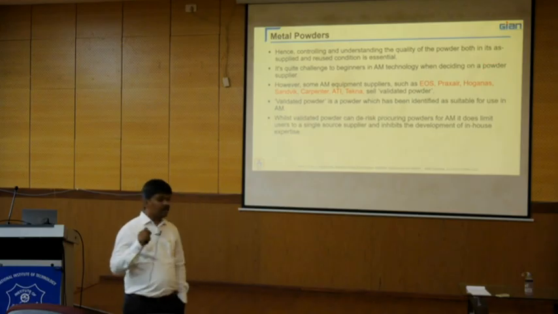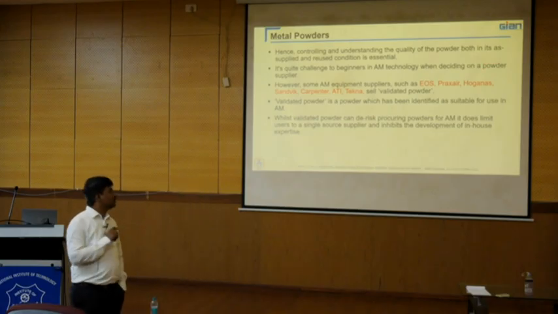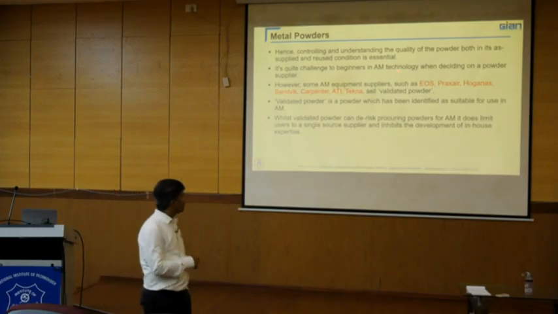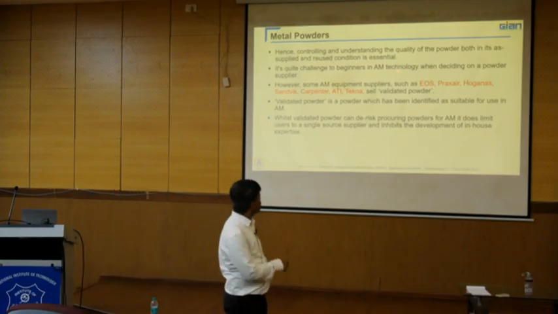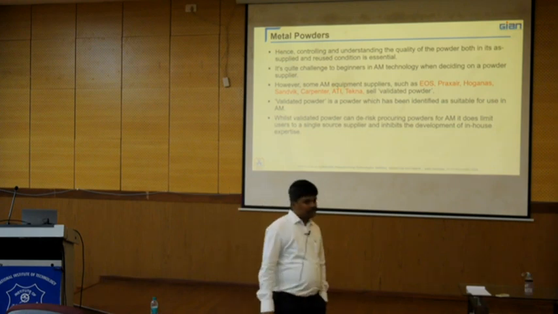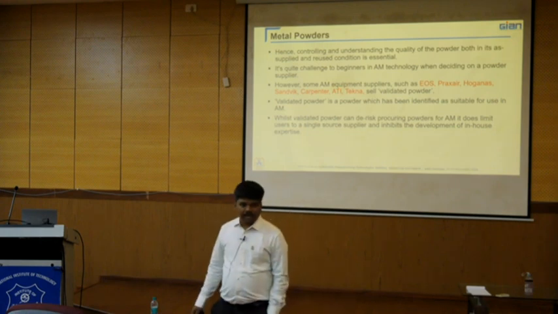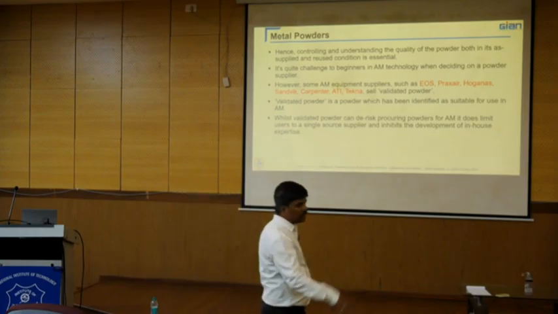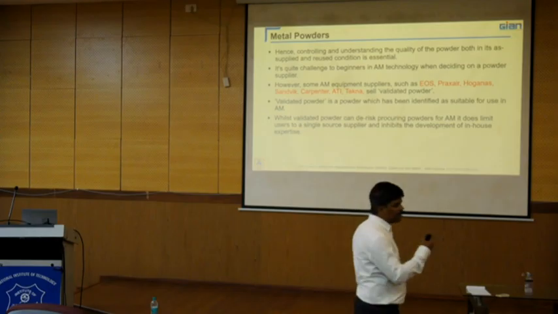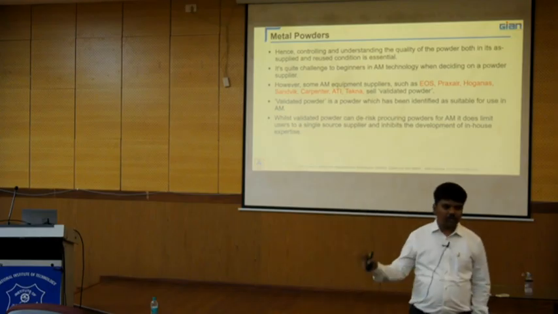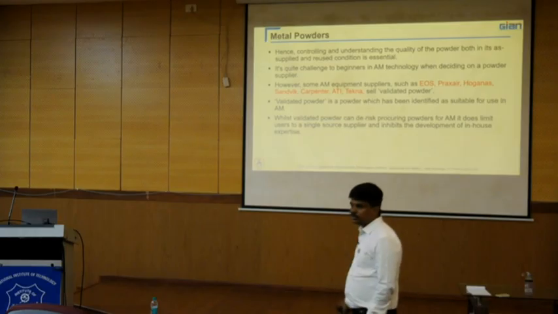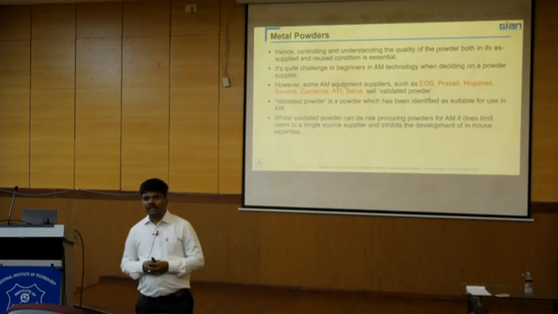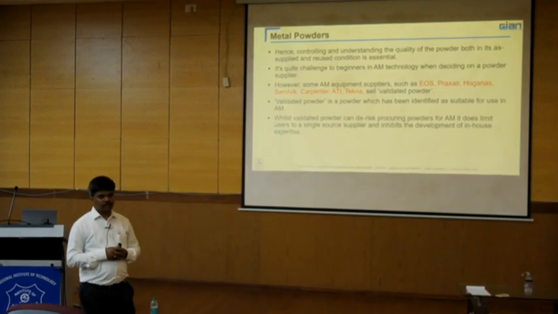How do we decide from which suppliers we have to buy the powders, whether from 6K solutions, Praxair, Hoganas, Carpenter, Sandvik, ATI or Tekna? These are all worldwide suppliers. Everybody will supply the powders, but they are not meant only for AM. They are leading powder manufacturers for thermal spray coating, powder metallurgy as well as for AM. They are just segregating the powders for different processes.